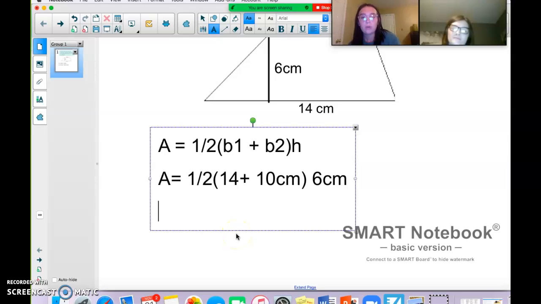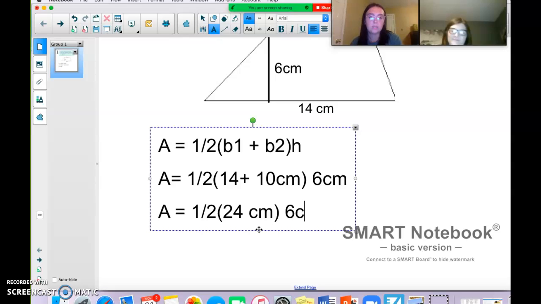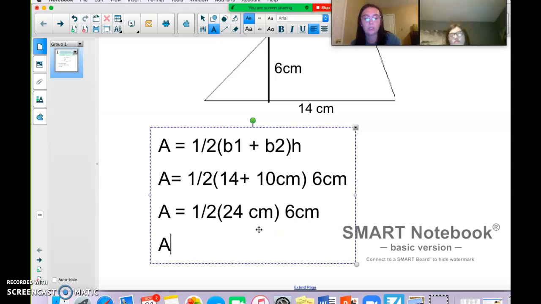Then we're going to go down and do equals 1/2. We're going to add these two first. So 14 plus 10 is 24 centimeters. And then we're going to keep the 6 centimeters. Next, we do the same thing, 1/2, and you multiply the 24 times 6, which comes out to be 144.